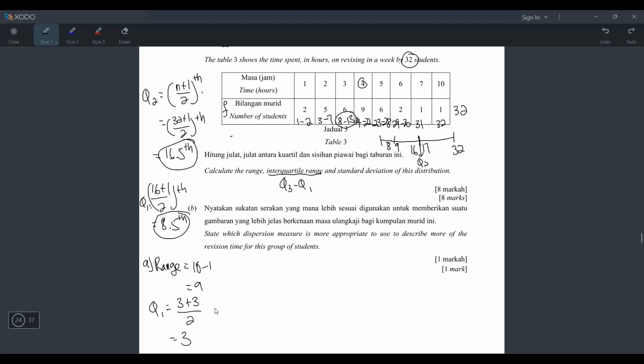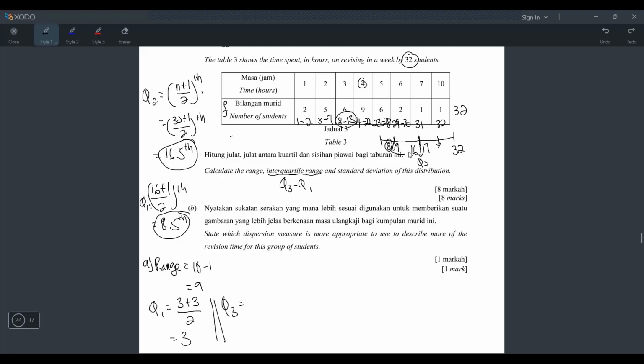What about your Q3? Your Q3 will be the second half's middle. Just now Q1 was the first half's middle, now the second half's middle. So what do you think? Where do you think the Q3 is? It will be in between which position? Q1 is in between the 8th and 9th positions. What about here? Very easy. You just look at this.